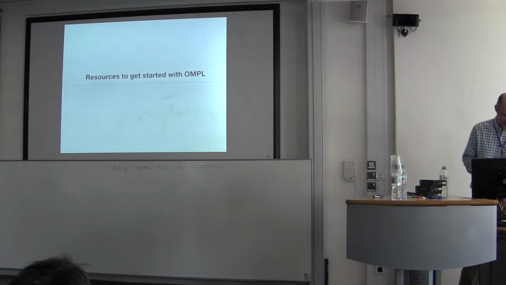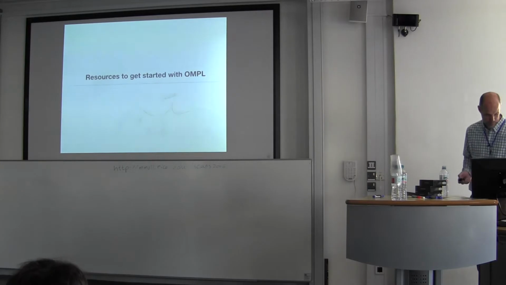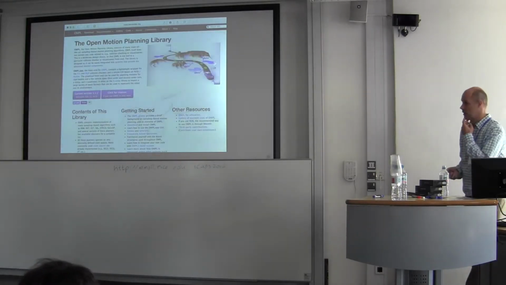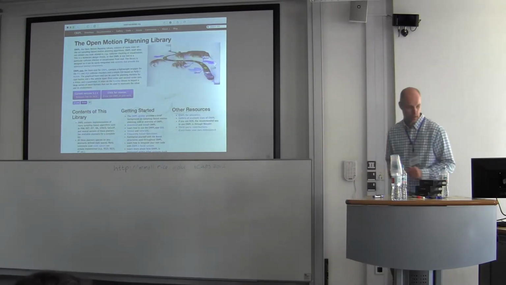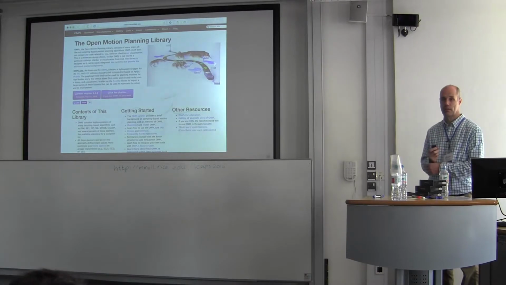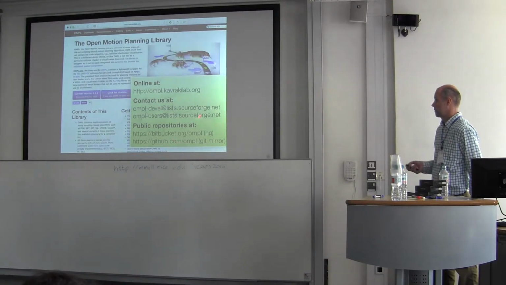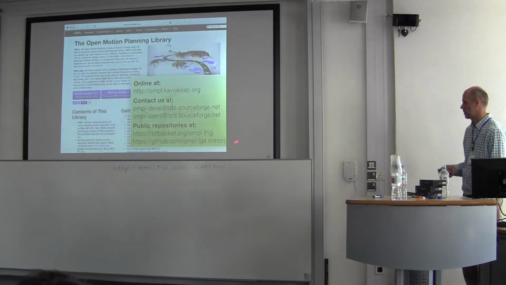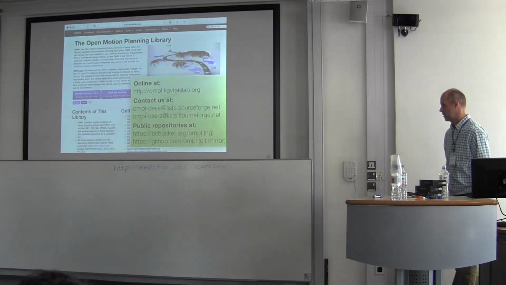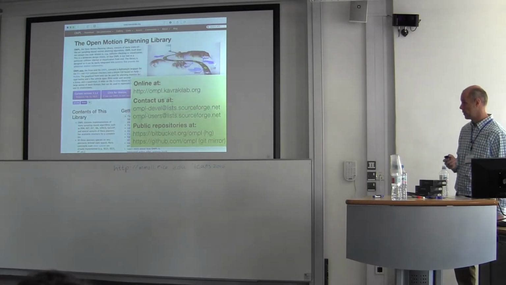Alright, so there are a number of things to get started with. First off is a website where you can find lots of information, OMPL.org. There's lots of high-level documentation. It's not just the reference documentation. We have mailing lists. You can either reach us privately or just send it to the developer mailing list. There are user lists for public discussion, and different repositories. Some people prefer Mercurial, some people prefer Git.